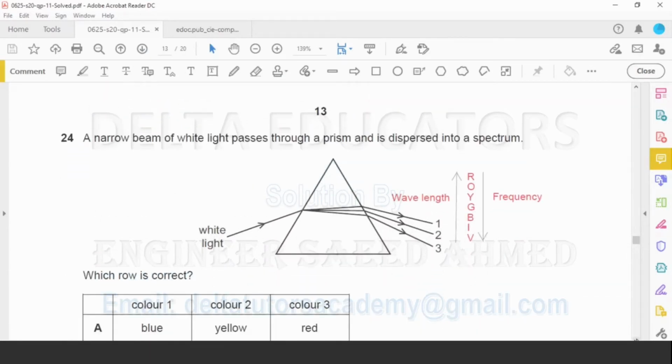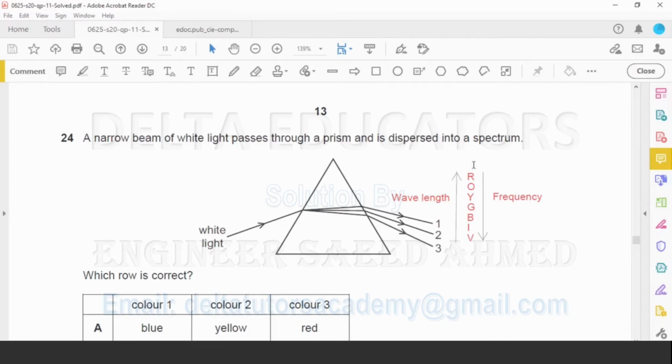Question number 24. A narrow beam of white light passes through a prism and is dispersed into a spectrum. Which row is correct? When white light is passed through a prism, it is dispersed. The deflection will be most where the frequency is most. The deflection will be least where the frequency is least.